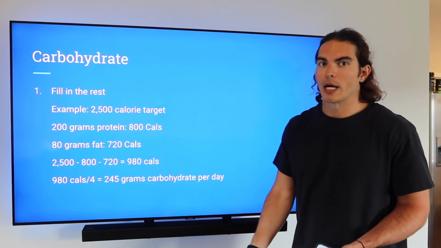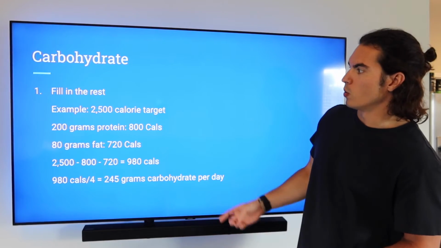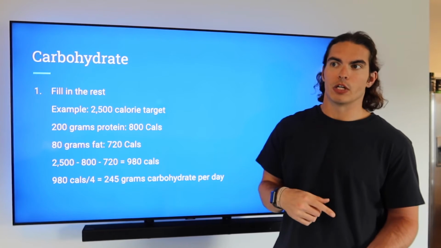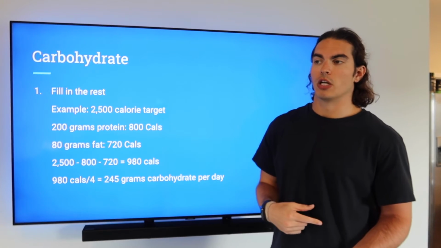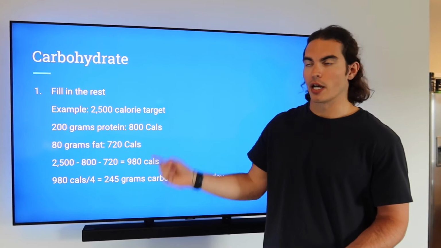Then lastly, carbohydrates, super simple here, fill in the rest, okay? So we've got a 2,500 calorie target. Let's say from our last video, or our last two videos, we chose a goal of maintenance and we maintain on 2,500 calories, okay?